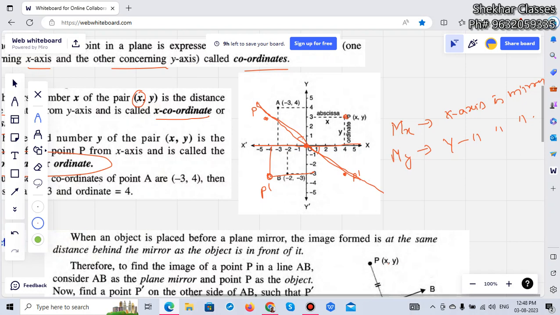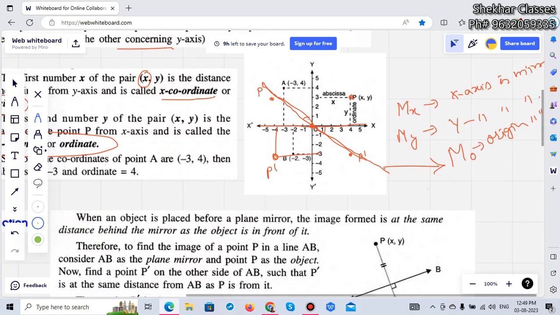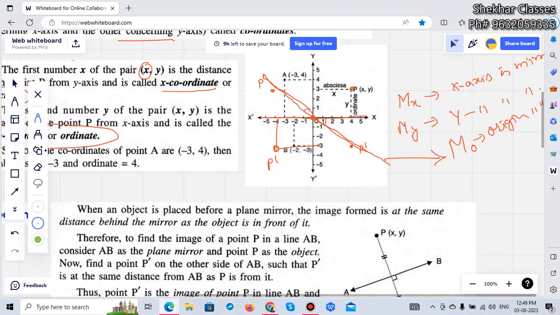Fine. Then which is the mirror in it? This mirror is called mirror of origin. Clear? So this is the mirror, and origin is the mirror. I hope you have understood what the mirror is when we talk about it: either x-axis can be mirror, or y-axis can be mirror, or the origin can be mirror.